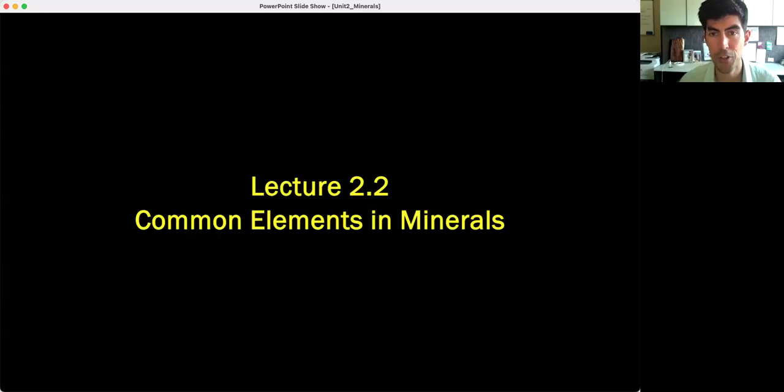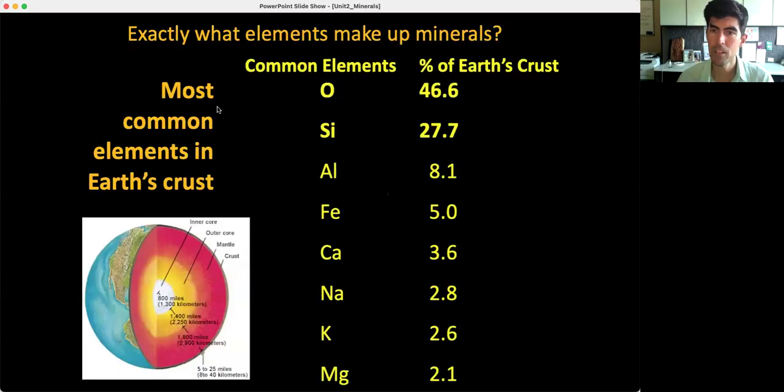Okay, so lecture 2, unit 2. We just talked about how atoms come together to build minerals. Well, if we want to have an understanding of what types of atoms or elements make up minerals, we should probably look at the most common elements on Earth. So we actually learned this in the previous unit.